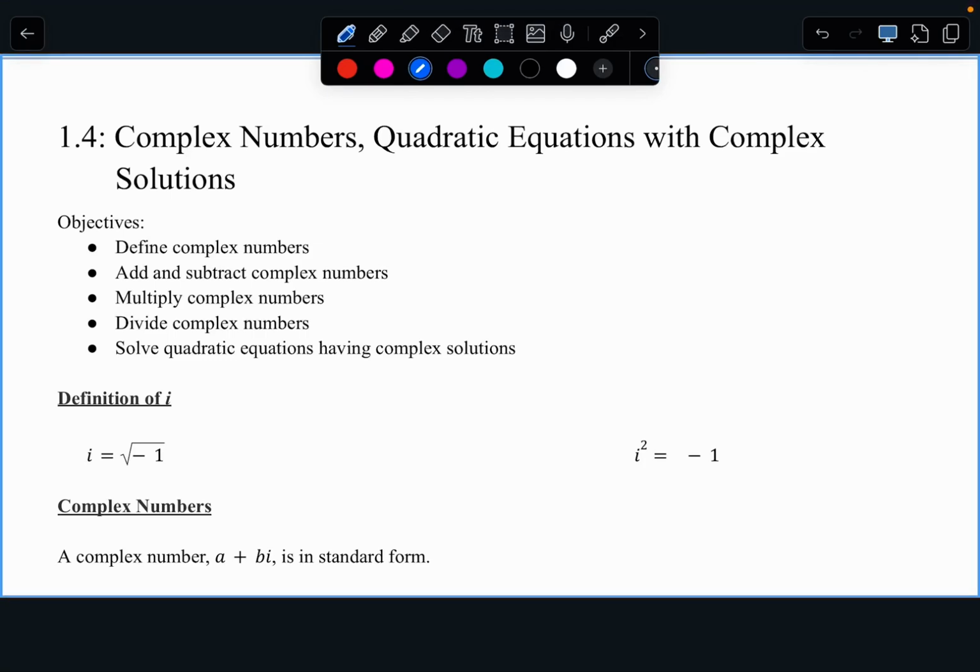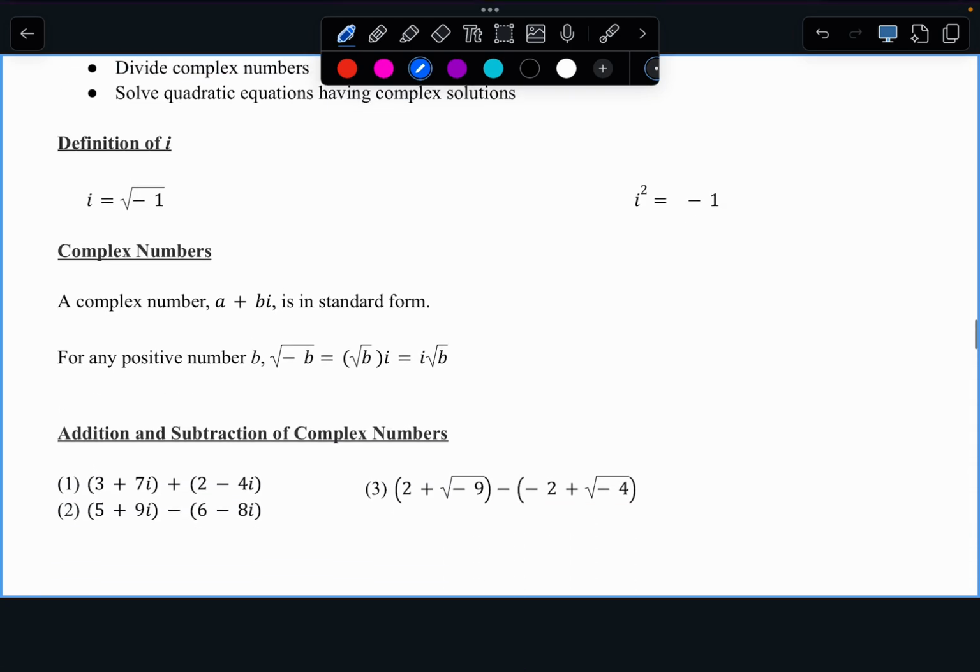So, section 1.4 is dealing with complex numbers. That's when we're taking square roots of negative numbers. They're imaginary. Most important thing, if you have the square root of a negative number, that's equal to i root whatever the positive number is. So if I had the square root of negative 9, that's i root 9. What is the square root of 9? 3. That is 3i.